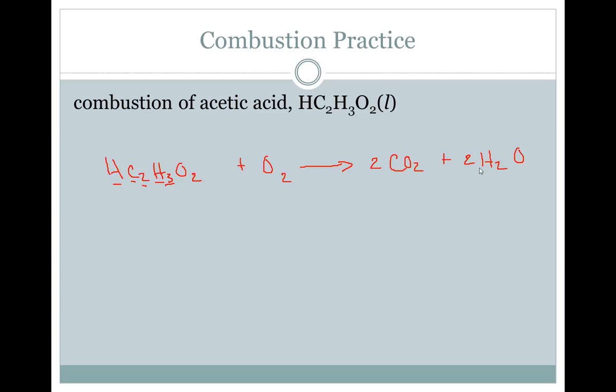Now let's balance the oxygens. We have 4 here. We have 2 here, making 6. Over here I have already 2 that are embedded in the compound. So 6 minus 2 equals 4. I need 2 more oxygens.